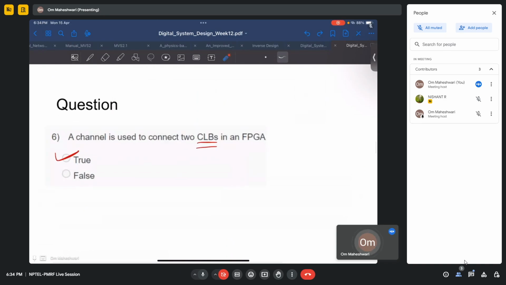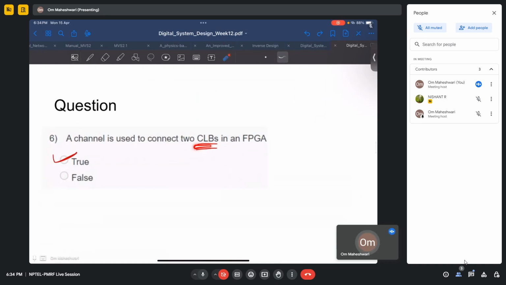A channel is used to connect two CLBs in an FPGA. So CLB is combinational logic block. So channel is any interconnect. So this is true.